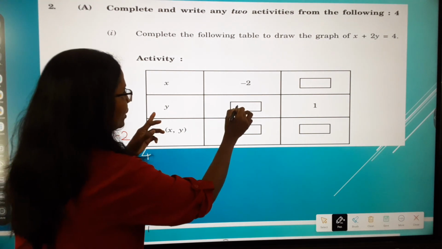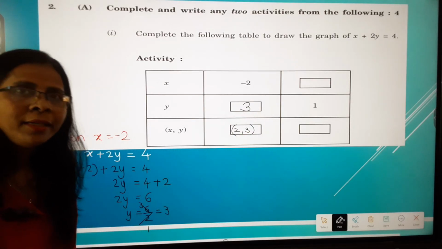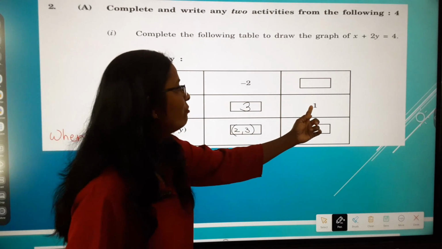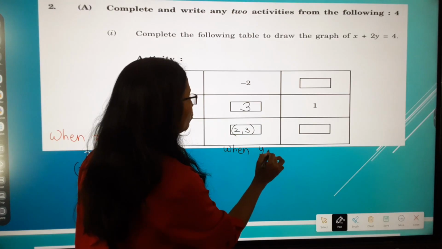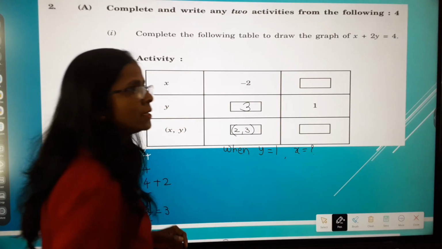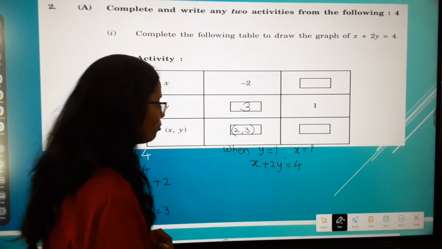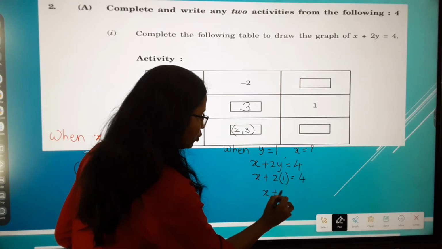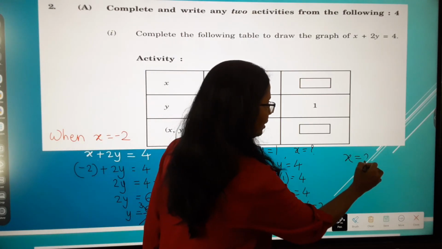So I write here minus 2, 3 and the coordinates are minus 2, 3. Okay. Such a way you can write. Now here the value of y is given. So here we write when y is equal to 1, then we have to find out the x. The given equation is x plus 2y is equal to 4. So now here we have to substitute the value of y, that is 1. So here x plus 2 is equal to 4. So x is equal to 4 minus 2. That means x is equal to 2.